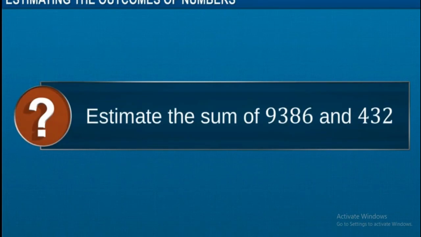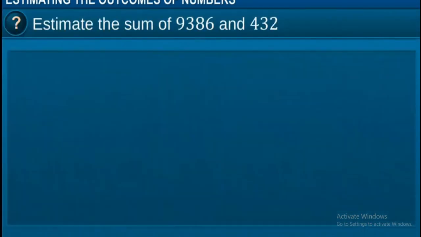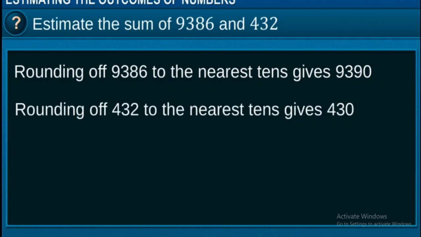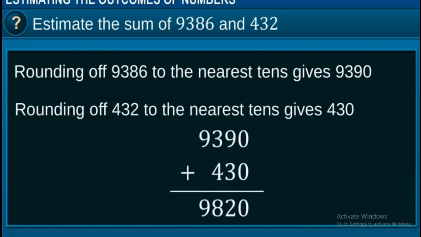To estimate the sum of the numbers 9,386 and 432, on rounding them off to the nearest tens, 9,386 rounds off to 9,390 and 432 rounds off to 430. Their estimate of the sum is 9,820.